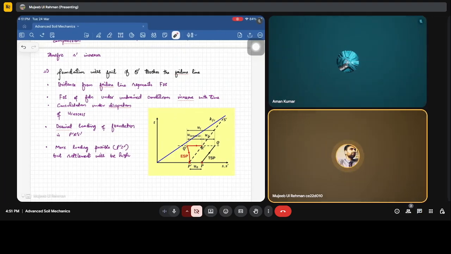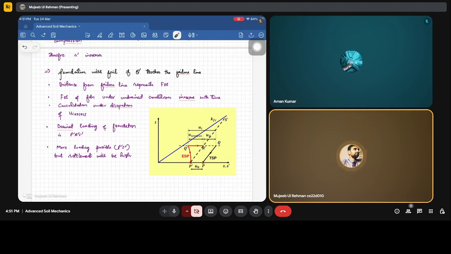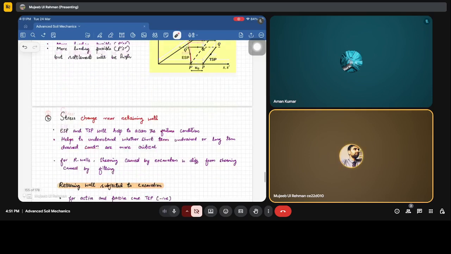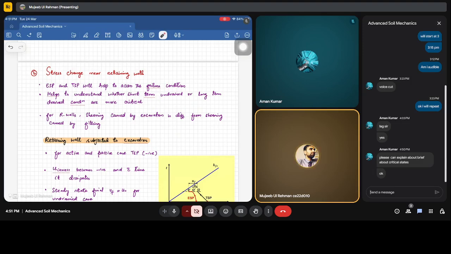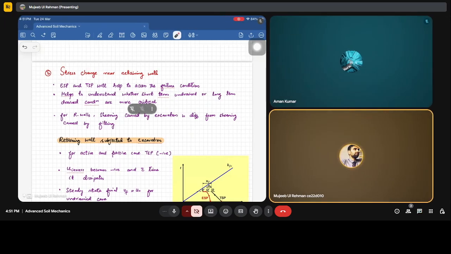I will reach there. Just I will recap these points. After that we have discussed about the stress change due to the excavation.